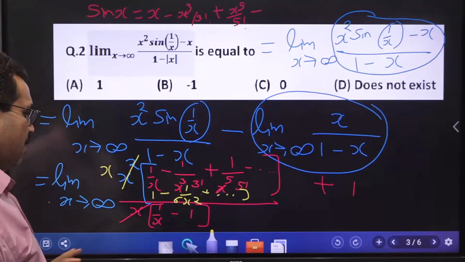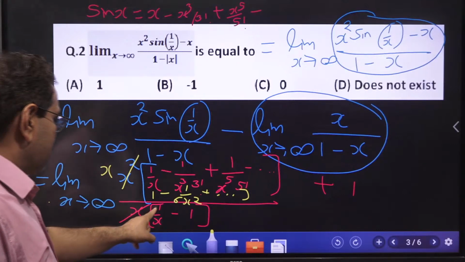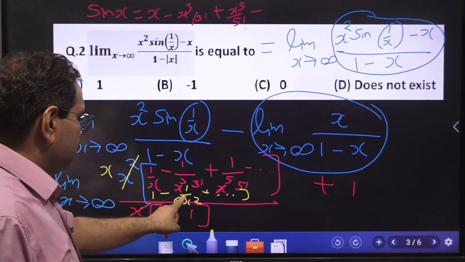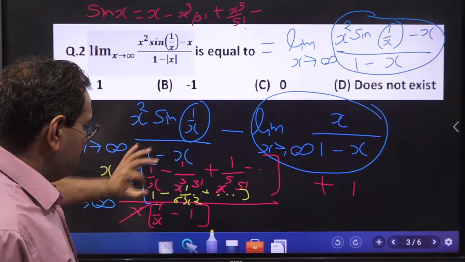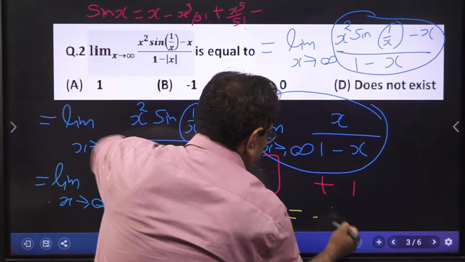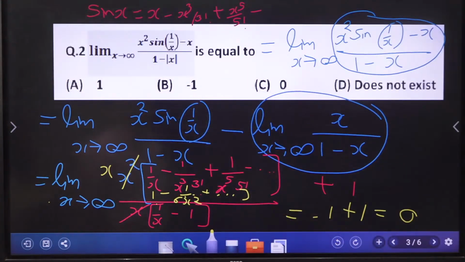Now we can put x tends to infinity. 1 upon infinity is 0, so here we get minus 1. All the terms become 0 except this 1. So we have 1 upon minus 1, so this is minus 1. So minus 1 plus 1 is equal to 0. So our answer to this problem is 0. The answer given by Ketal Saha is absolutely correct. C is the right answer.